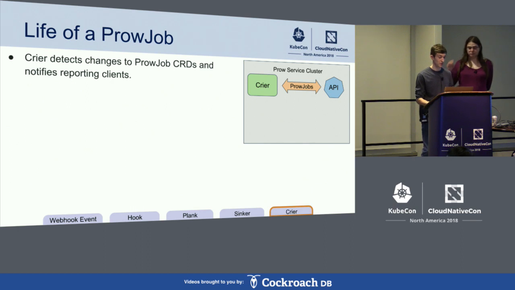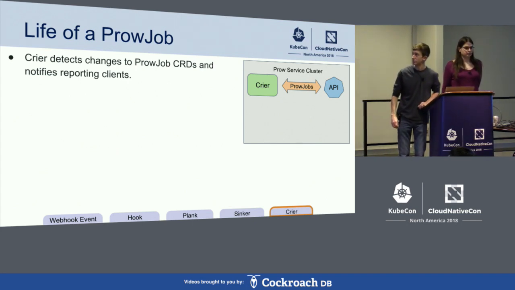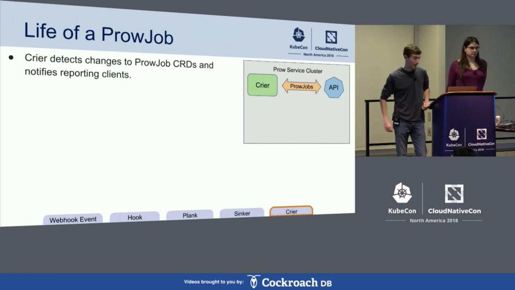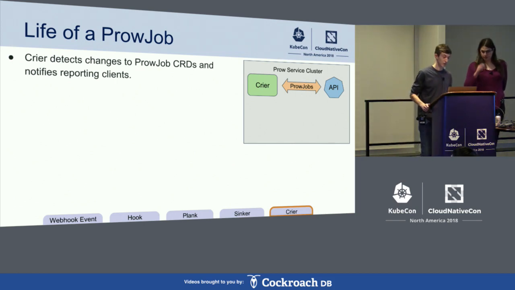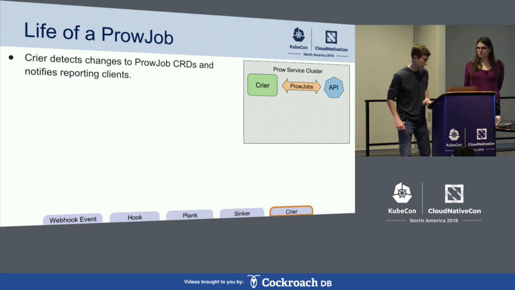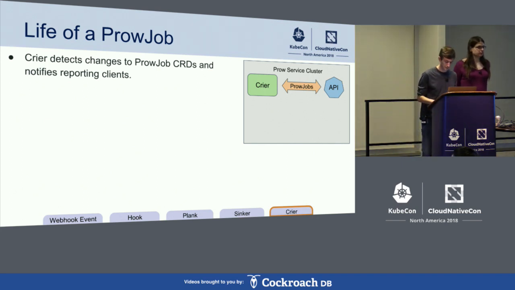But if you've just uploaded your results into GCS, you haven't really gotten any notification that your job is completed or anything. And you don't want to have to sit there and hit refresh on GCS to find out when your job results are there. So we have mechanisms for reporting job status and completion. And that is mainly achieved through the crier. So crier is a component kind of like Plank, where it sits in the cluster and it's going to listen to ProwJobs. And it listens for changes in any of those ProwJob resources. And when it finds them, it sends them to reporting clients that are responsible for reporting that status to an external source.